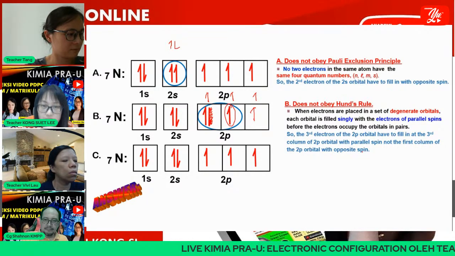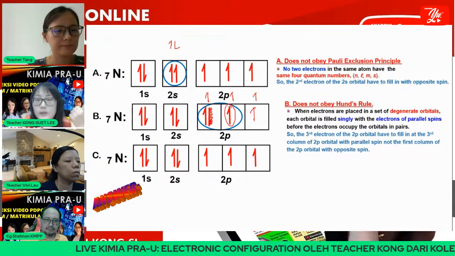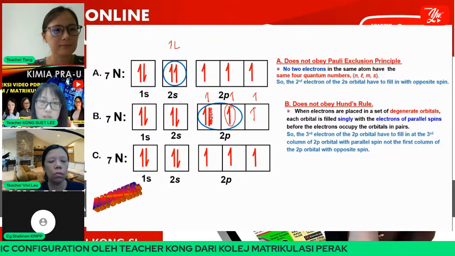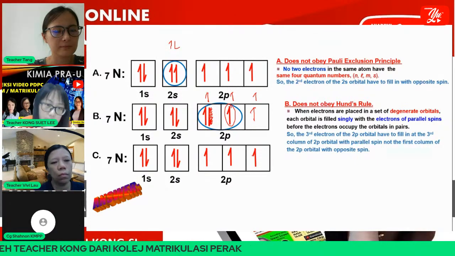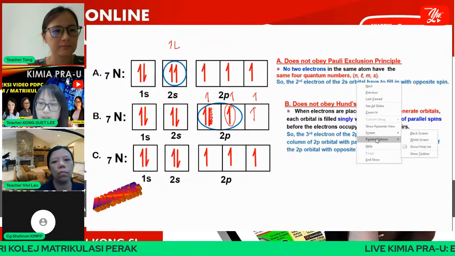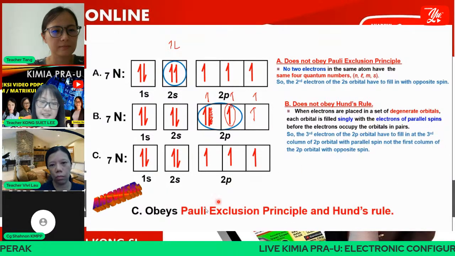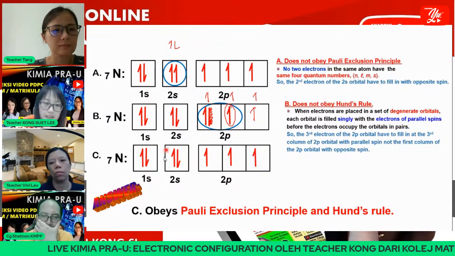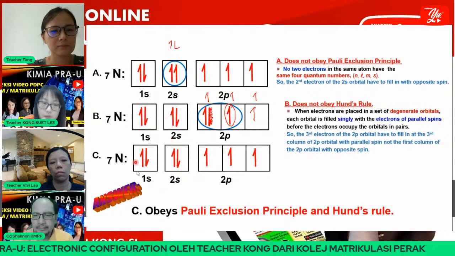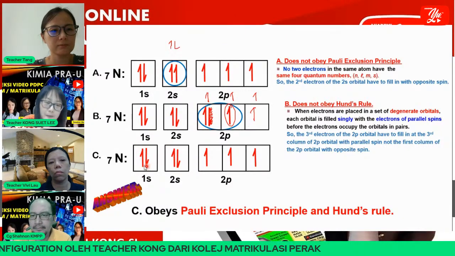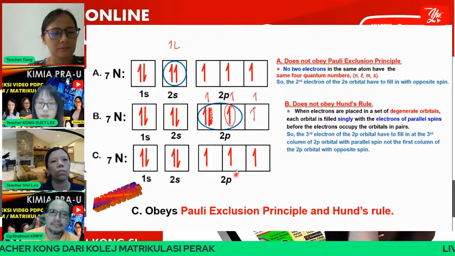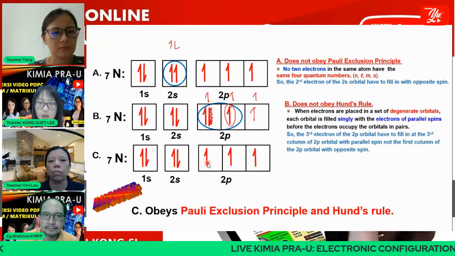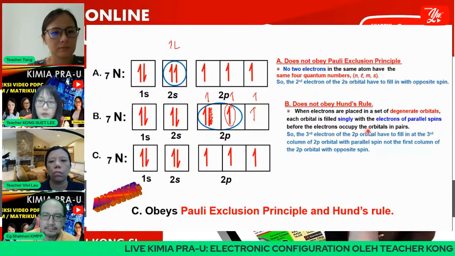So you must state again which rule is not followed or which rules are followed, give the definition, and explain according to that question. For example, this question is nitrogen, so you have to explain based on this situation. The answer is C, obeys Pauli exclusion principle and Hund's rule. The electrons of the 1s and 2s orbitals fill in pairs with opposite spin, and the 2p orbital fills the degenerate orbitals with parallel spin before the electrons occupy the orbital in pairs.